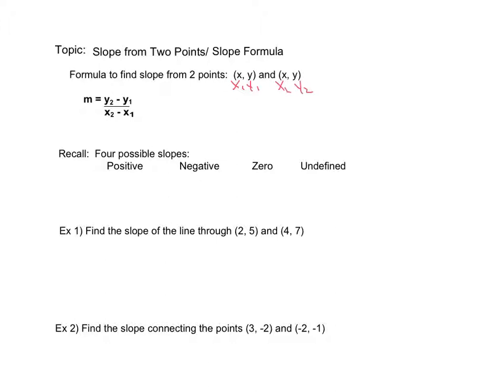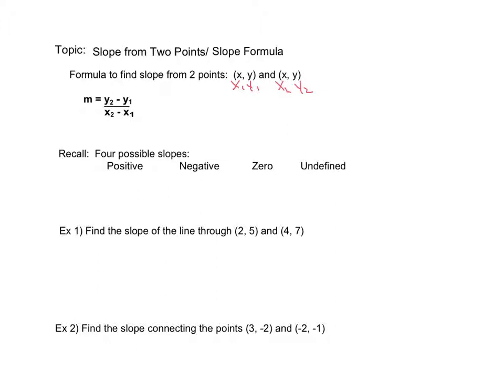The biggest, most common mistake I see students make when they're using the slope formula is they forget which one was their second one and which one was their first one, and they mix them up when they plug them in. So I would strongly encourage you to make sure and label them as x1 and y1, x2 and y2 to begin with. So remember we had 4 possible slopes: positive, negative, 0, and undefined.